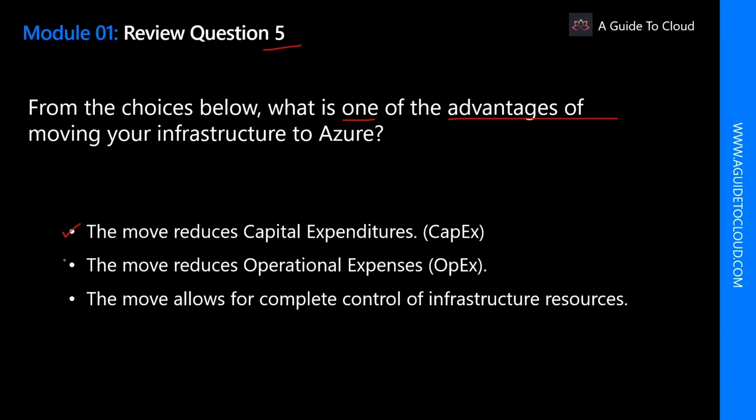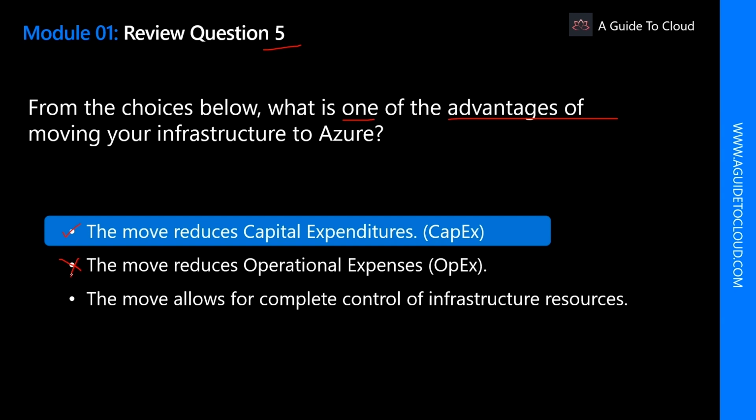What about the next option? The move reduces operational expenditure or operational expenses? Definitely not. Third option is the move allows for complete control of infrastructure resources, which is wrong as well. So the right answer is the move reduces CapEx.